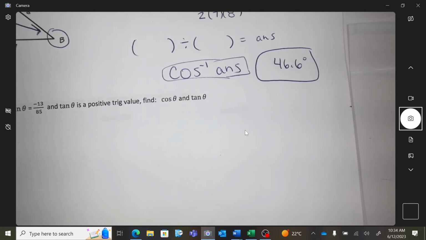Okay, everybody does have their formula sheet out, because we're going to keep going with it.